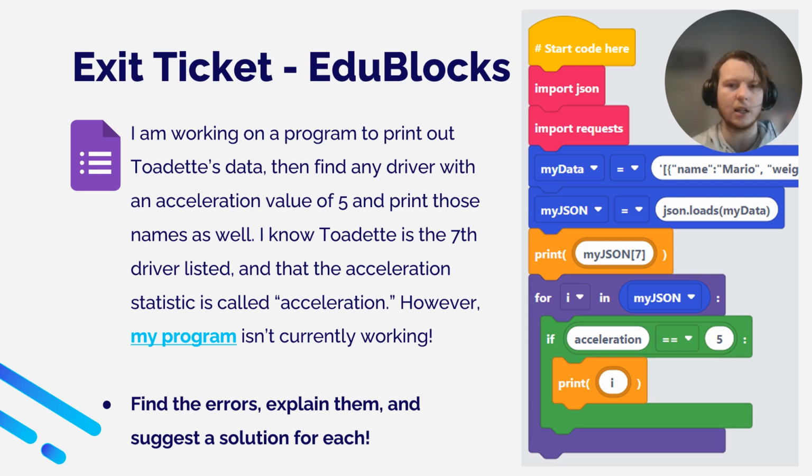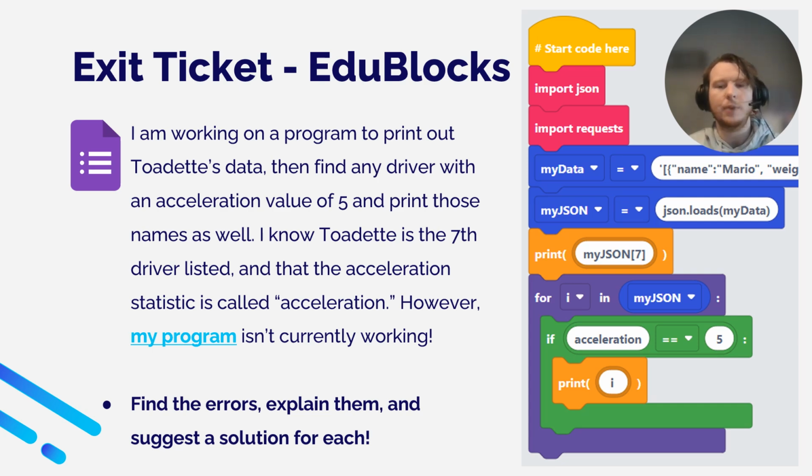So a couple things in here. First of all, there's a screenshot of this program, but also a link to it in the slide. So if students want to go in and try the program themselves, they can. The first error, I'll go through these two. The first error is that myJSON7 doesn't exist because there are 7 observations. That means that 0, 1, 2, 3, 4, 5, 6 are the index values. So Toadette should be accessed with myJSON6.